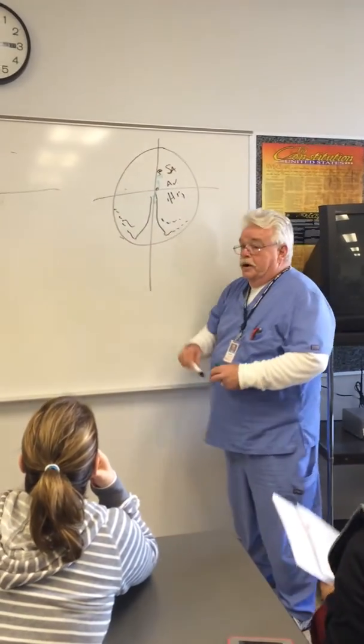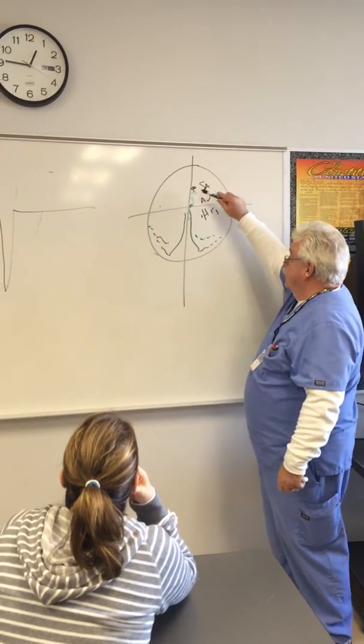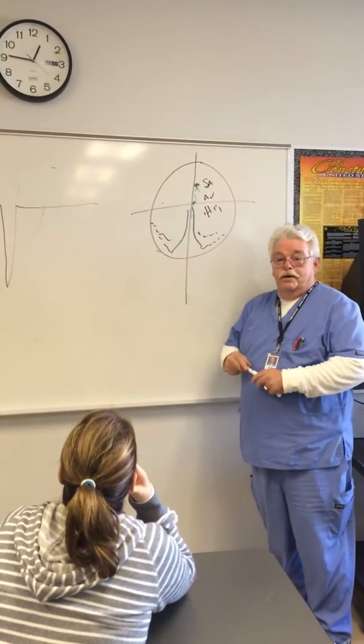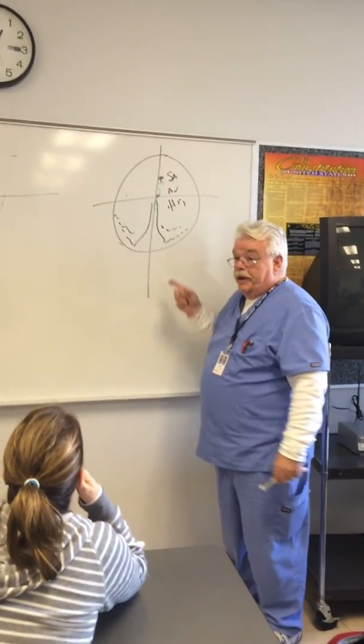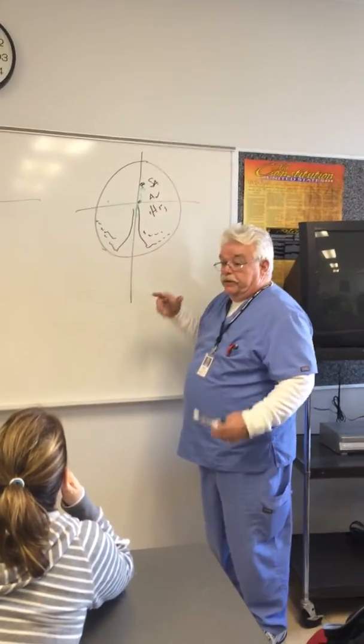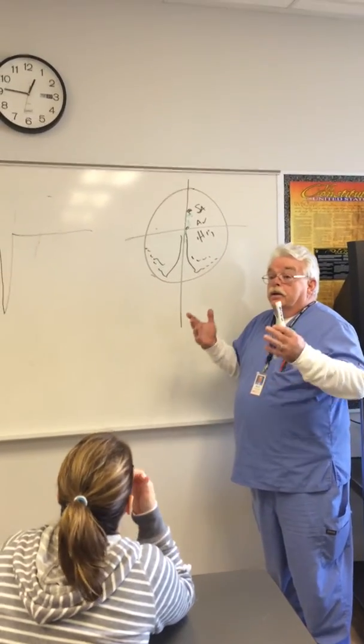All right, so we're in catastrophic failure. Call the cops, catastrophic failure. SA node fails. The AV node fails too. The final backup pacemaker is the bundle branches, the ventricles. We just call it the ventricles. What's the inherent rate of the ventricles? 20 to 40.